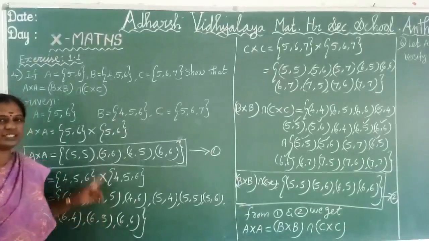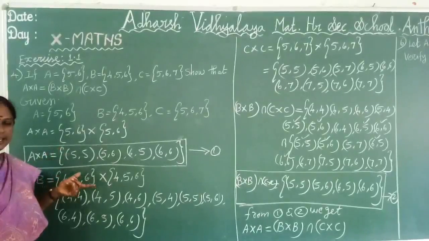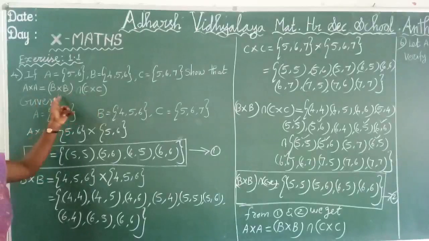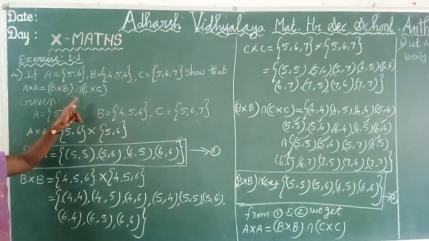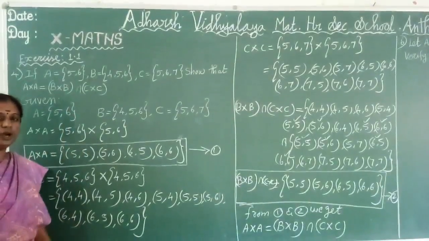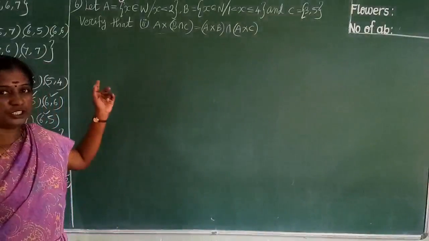Next one, the fifth sum. Four sets are given: A, B, C, D. First complete the bracket, and then take the intersection or union. So you complete it. That is the homework. The fifth one is homework. Now we discuss the sixth question.